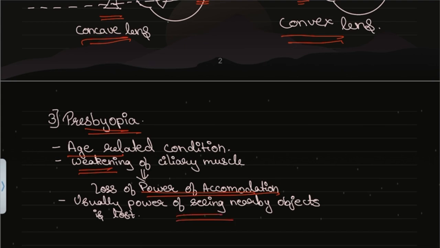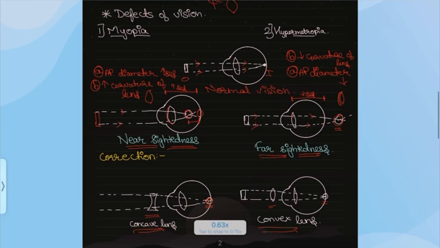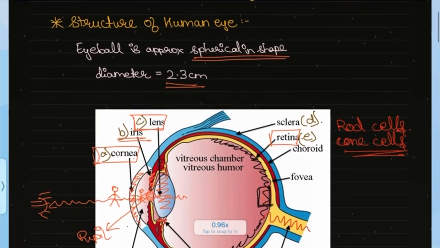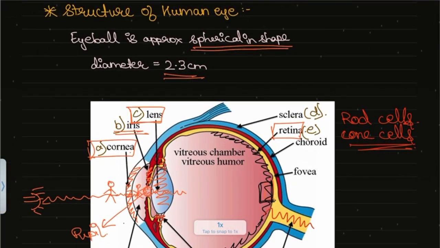So that is presbyopia. This is basically the human eye topic, where we have seen what all structures are present inside the eye, also how we are able to see the objects in front of our eye very easily, and some of the common defects, that is myopia, hypermetropia, and presbyopia.